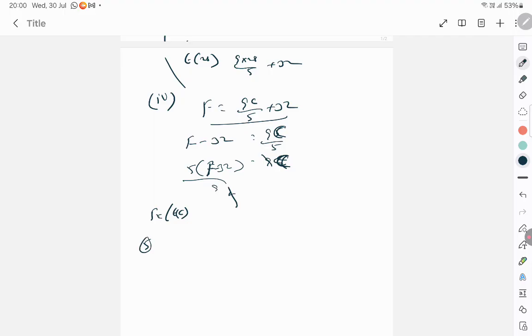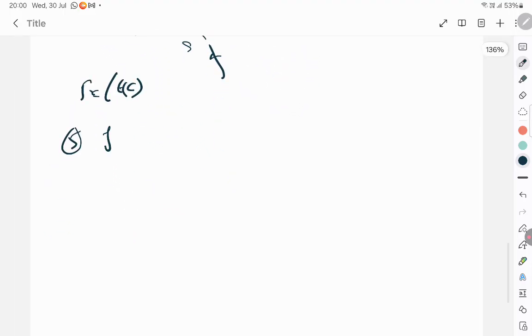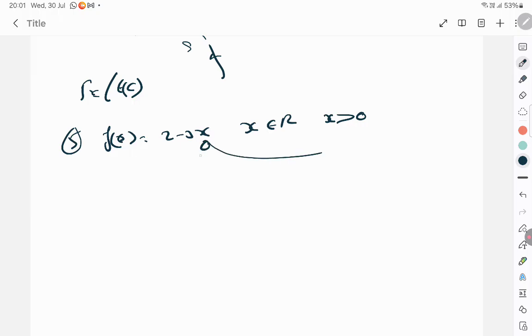Let's go to the fifth question. They've given f(x) equal to 2 minus 3x. They've already given the domain, real numbers, and they've given a real number greater than 0 also. So what will be my range? You start thinking, you put it as 0. You are not supposed to put 0, it has to be greater than 0. Assume it as 0, the maximum value will be 2. Because x can be greater than 0, it can go up to infinity. And 2 minus infinity will be minus infinity. But here 0 also cannot come. So open bracket 0.